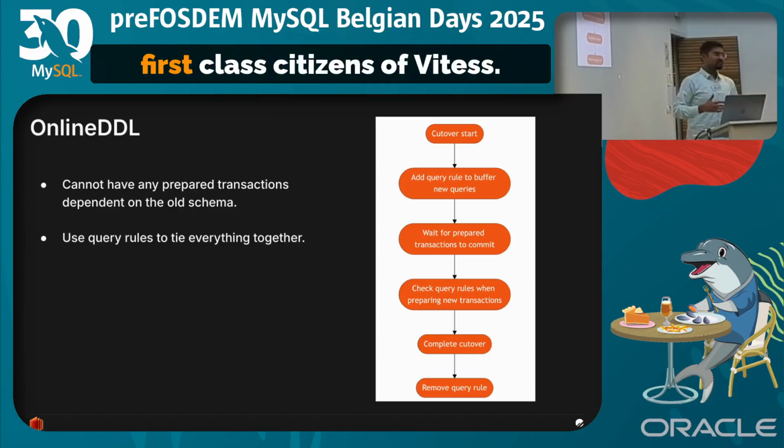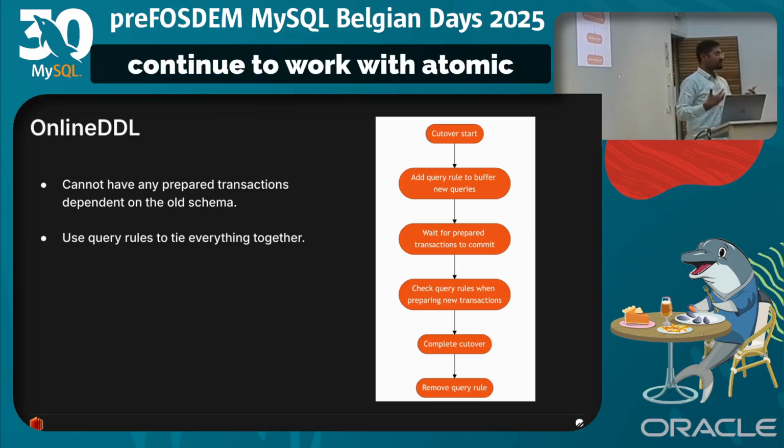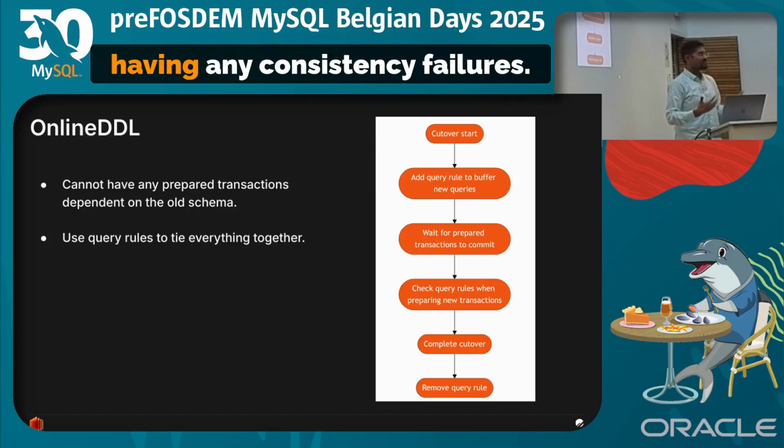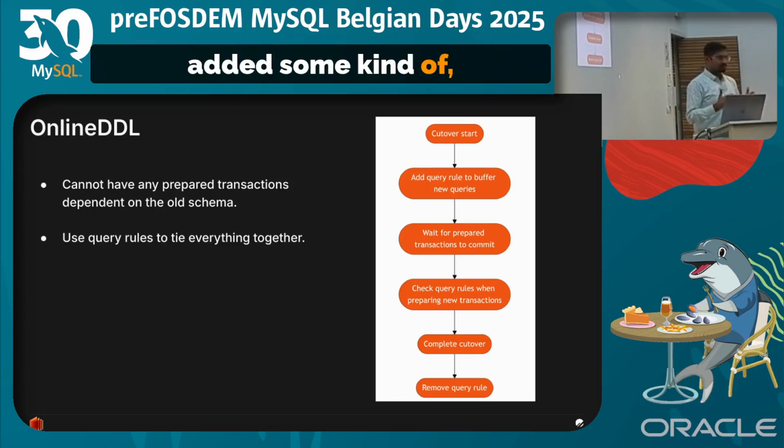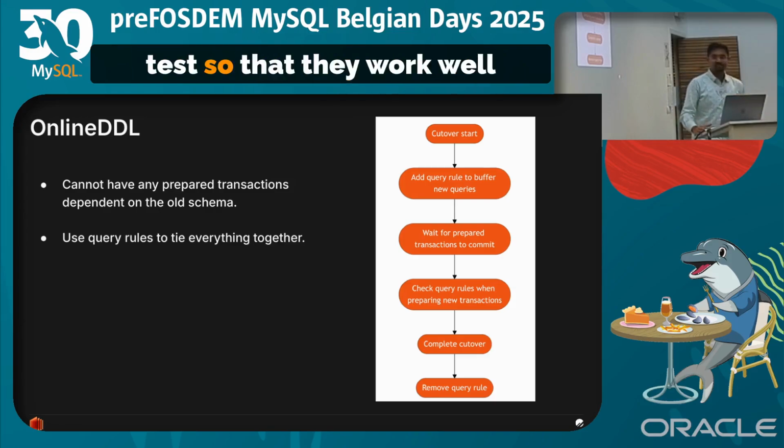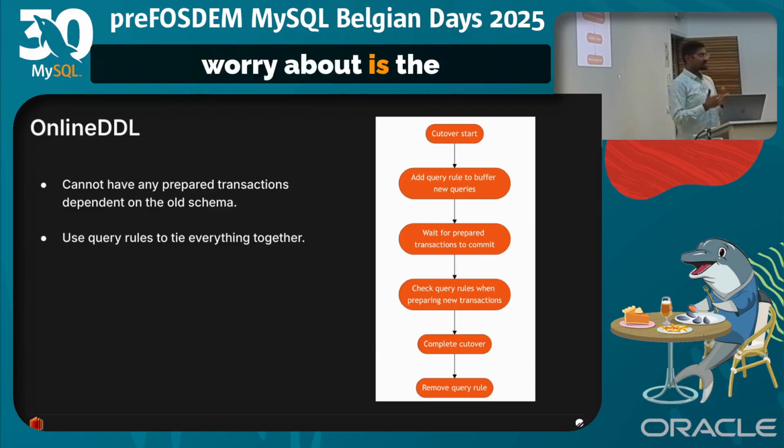And all of these operations are first-class citizens of Vitess. So we would want all of these to continue to work, and to continue to work with atomic distributed transactions without having any consistency failures. To that end, we've added some coordination between these different systems of Vitess so that they work well together. For online DDL, the only thing that we need to worry about is the cutover phase.